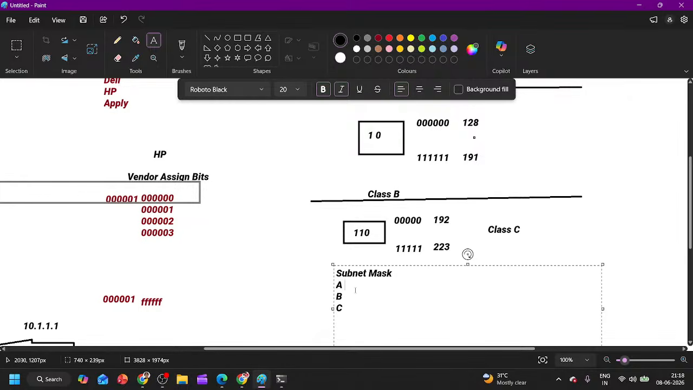For class A, class B and class C, we have a predefined subnet mask. For class A, 255.0.0.0. For class B, 255.255.0.0. And for class C, 255.255.255.0. Now you tell me how many ones, meaning network bits, are there inside these subnet masks, and how many zeros, meaning host bits, are there inside the subnet masks of class A, class B and class C. Tell me, 1 minute.